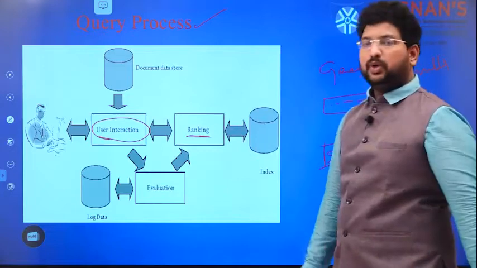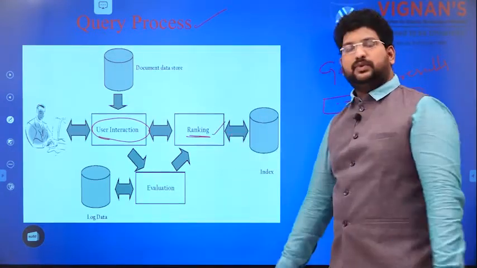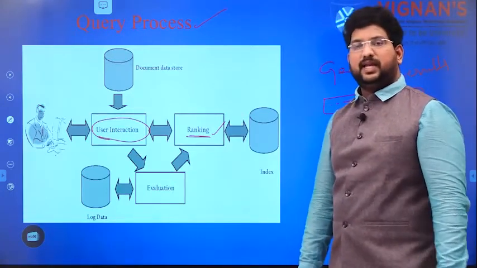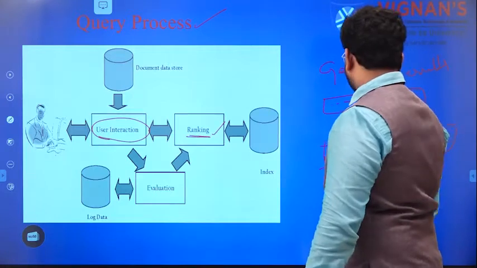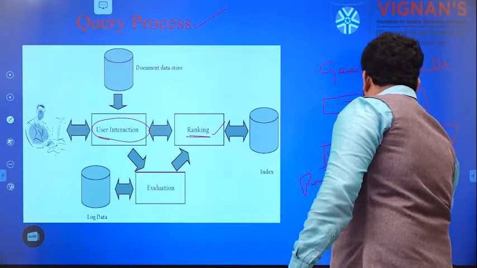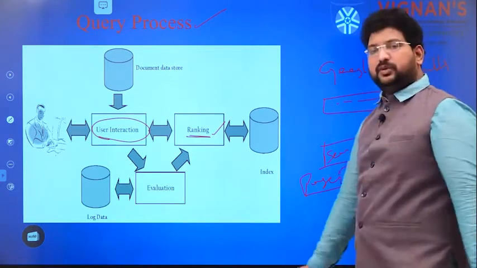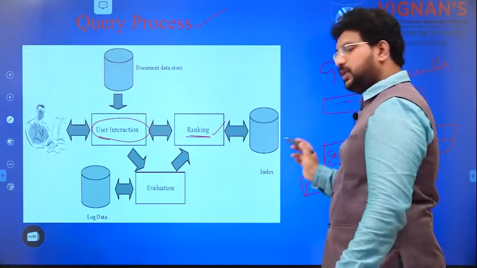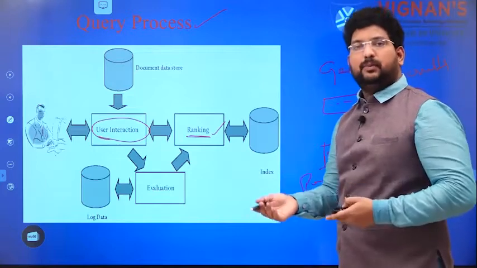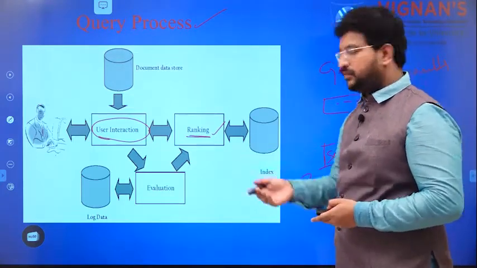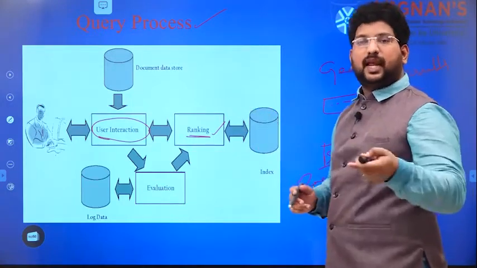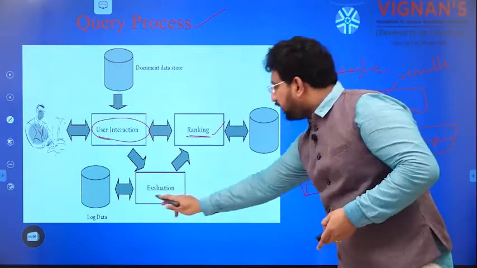The next one is ranking. This is one of the core components of the query process. As we are already familiar with the word PageRank, this is the algorithm proposed by Google, which was popularly used by the Google company. There are many retrieval models, which are the basis for ranking, and they perform the ranking operation to produce the ranked list of documents.